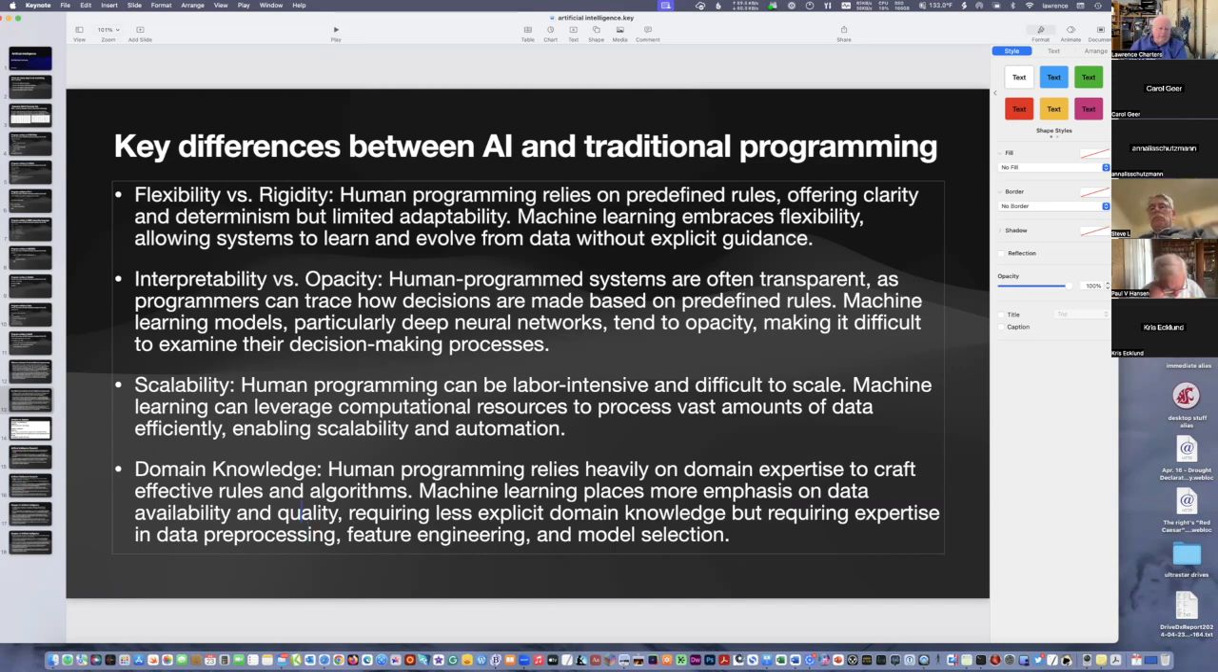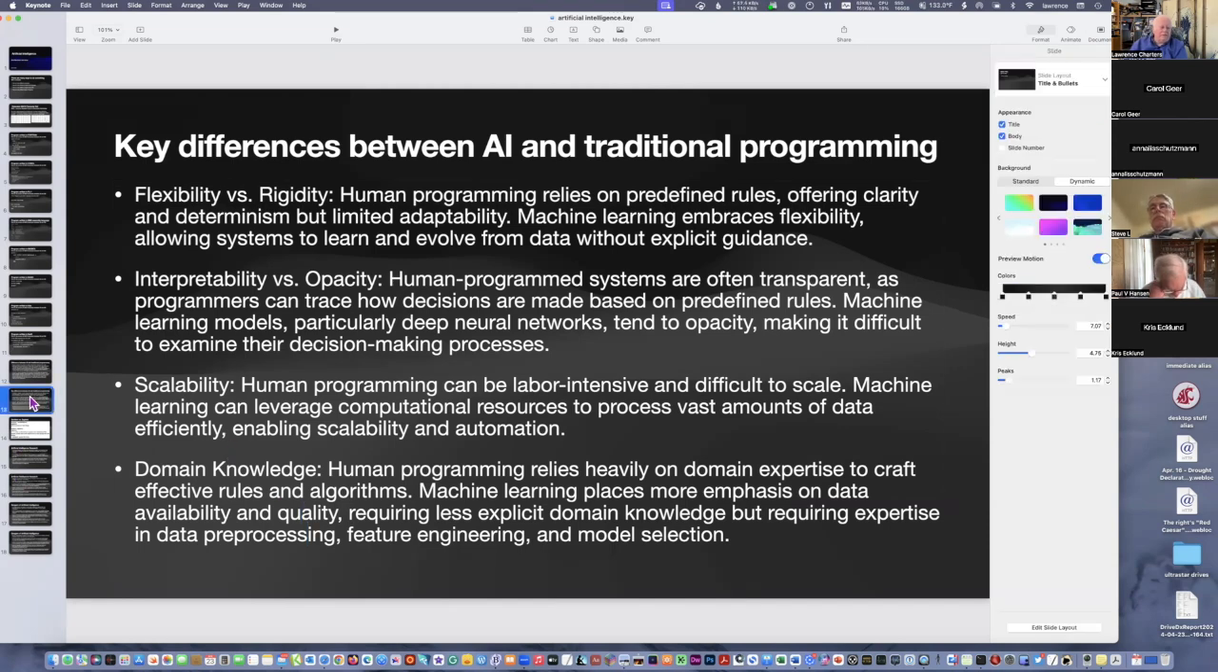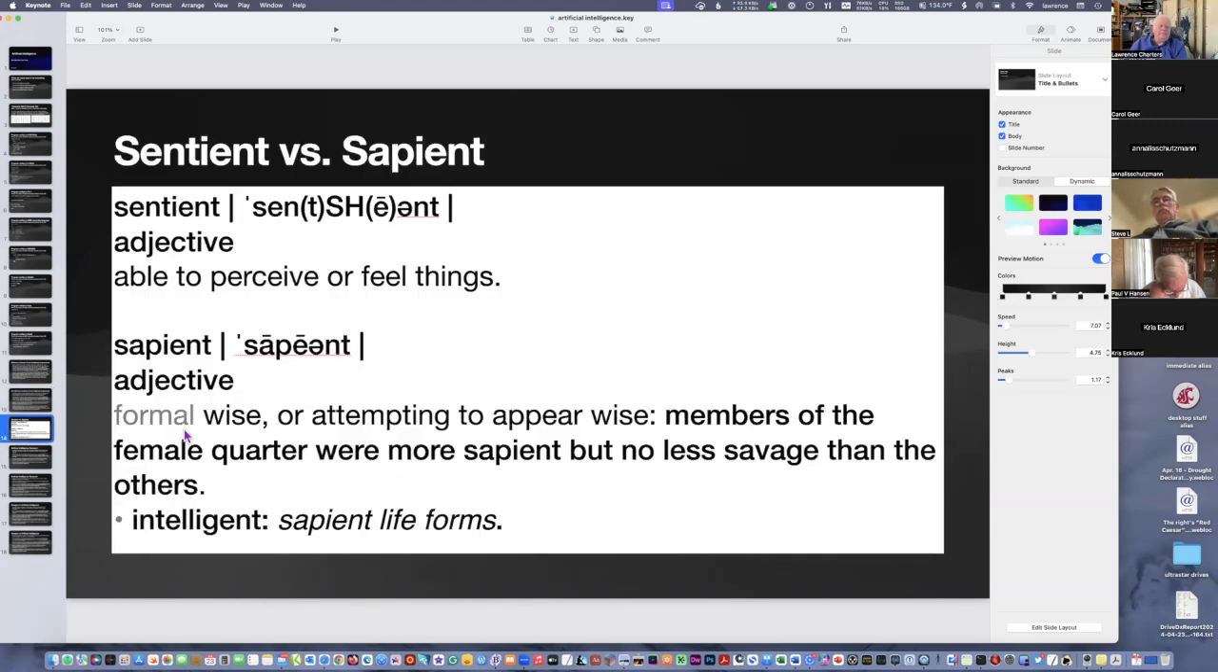And where am I? I am here. There's also definitions.